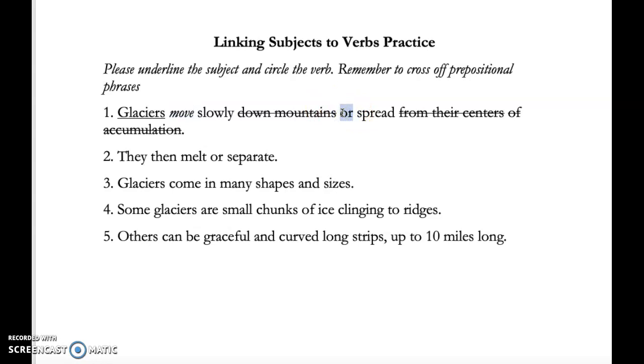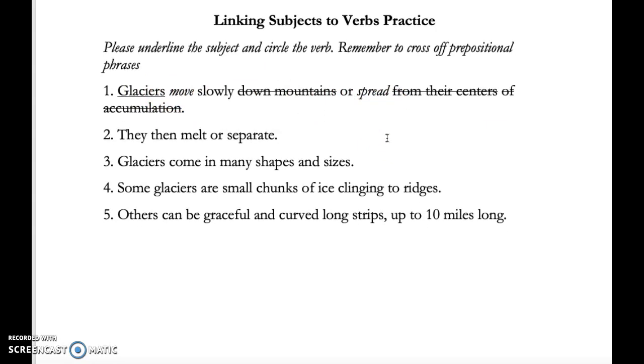And then I see or, and I think, oh wait, or creates a compound verb. The three words that make a compound verb are or, nor, and. So or means I need to find another verb, and indeed, here's my other verb. Now you can check to make sure that this is right by reading the sentence with just the subjects and verbs. Glaciers move or spread, and that makes sense, so I've done this correctly.